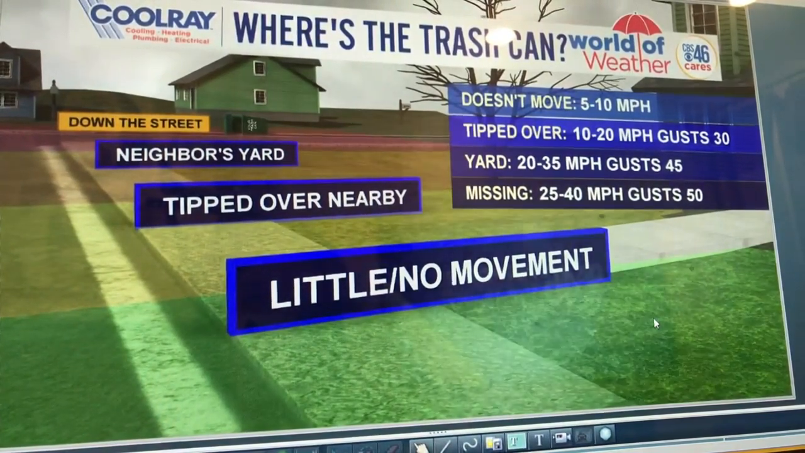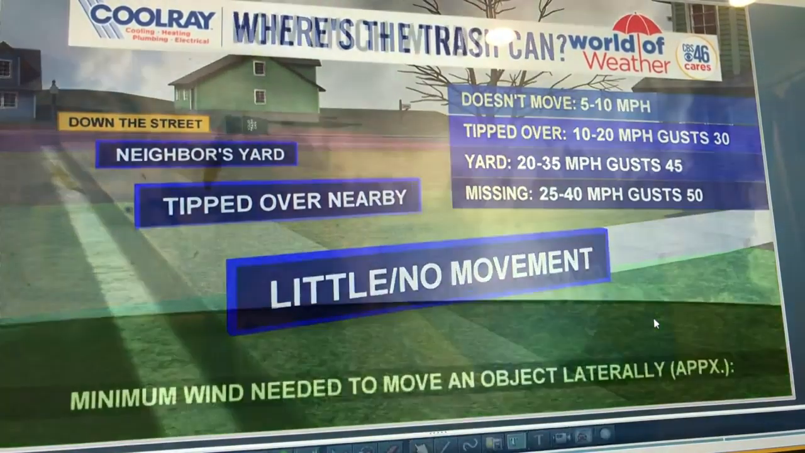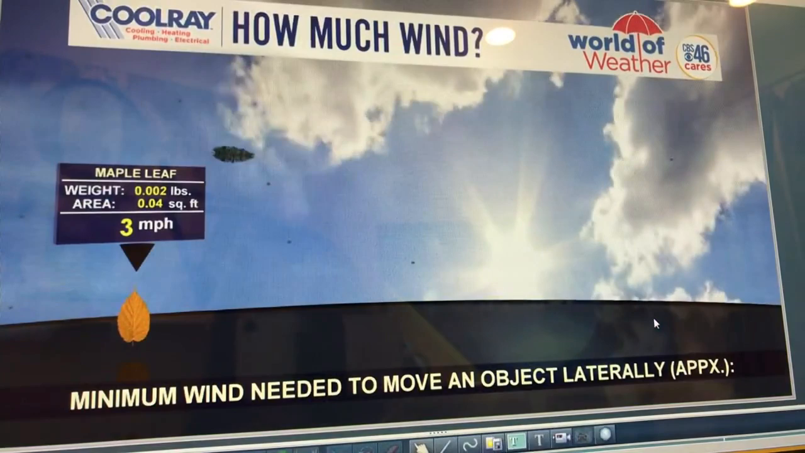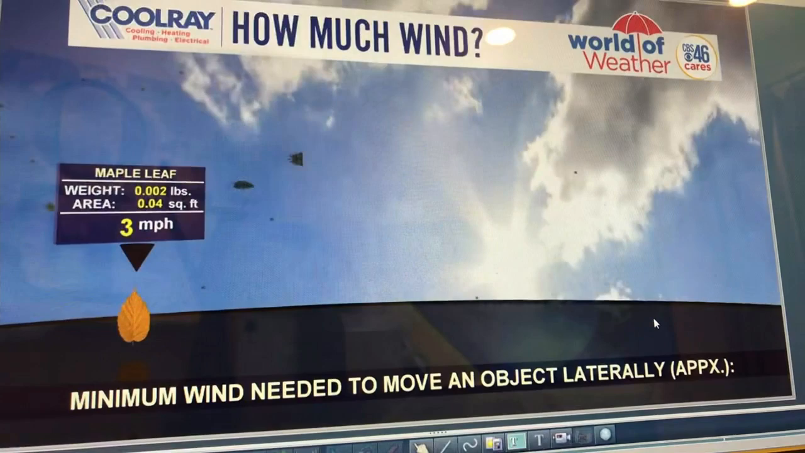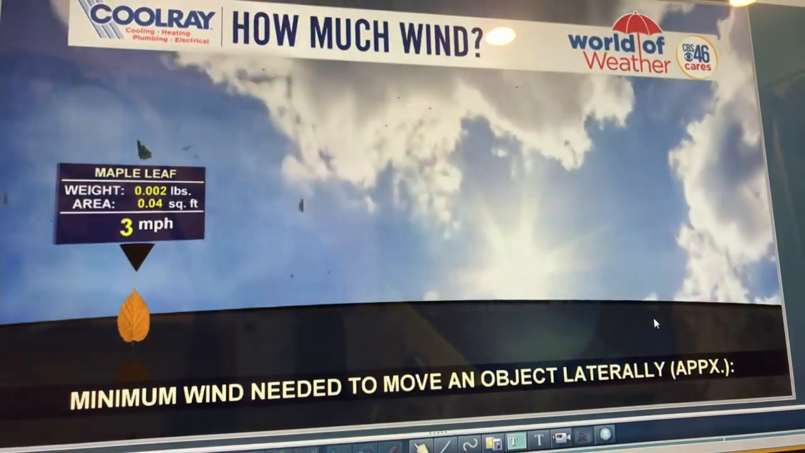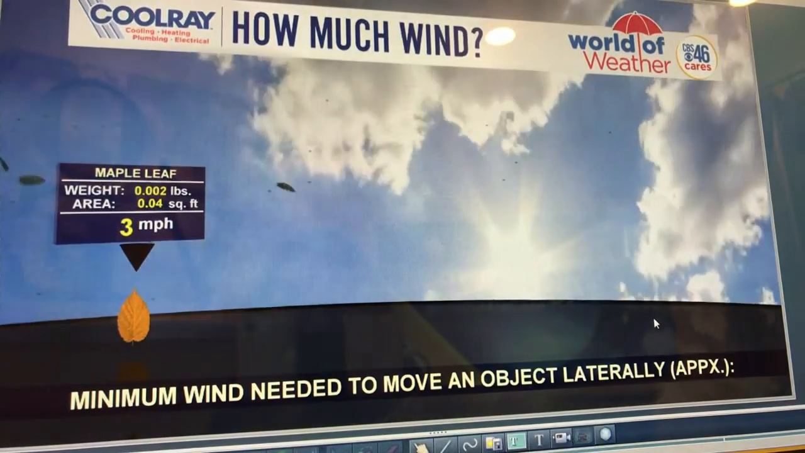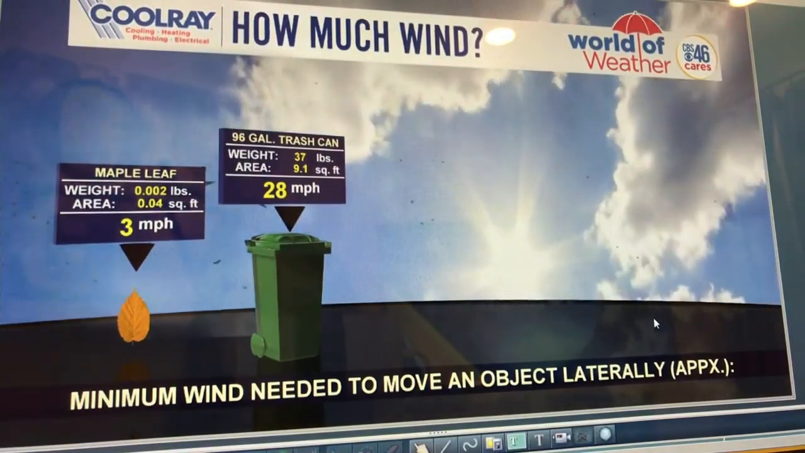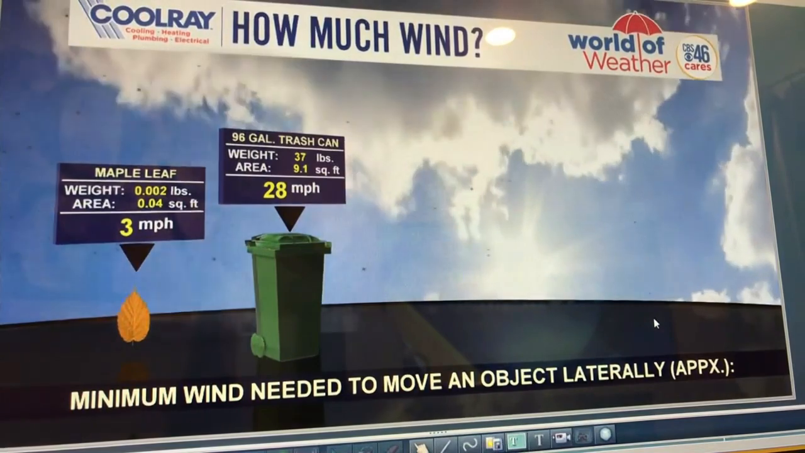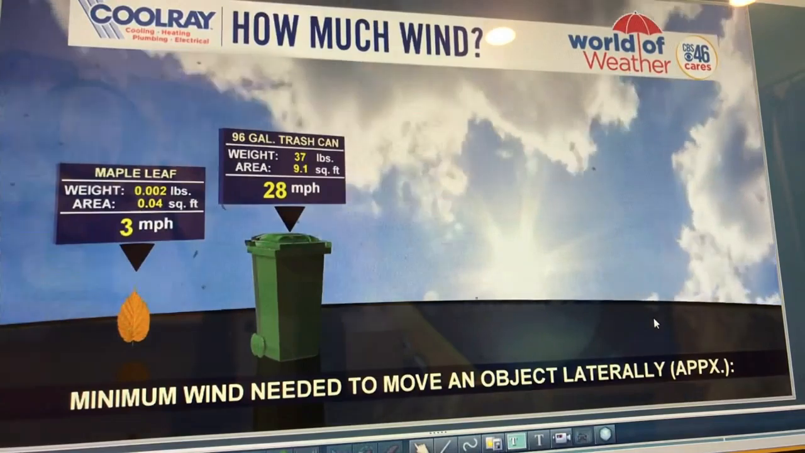It all depends on how big it is, how heavy it is, but that's a general frame of reference you can use as to how strong the winds need to be to move objects across the yard. Now, depending on how big the object is, how heavy the object is, that's going to determine how much wind you need to move it. But a maple leaf, so a leaf from a tree, 3 mile an hour winds will move it. You'll see them move on the trees with 3 mile an hour winds. Again, 3 miles an hour, that's not strong. We see that almost every day. But you need 28 mile an hour winds to move a 96 gallon trash can. A trash can weighs about 37 pounds.